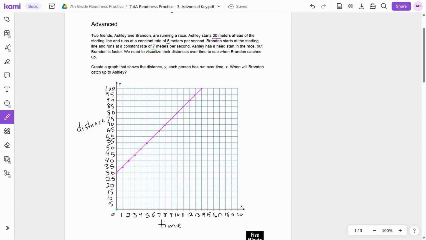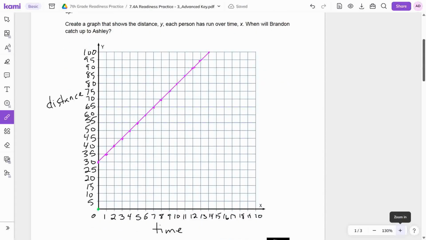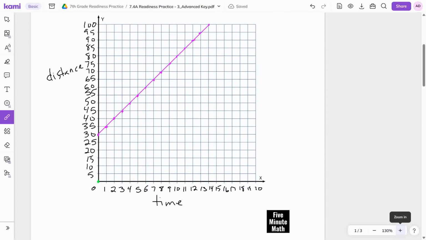When will Brandon catch up? Well, at 1 second, our distance is going to be 7. So we're going to have to estimate a little bit here, but we're skip counting by 7. So let's zoom in here so we can get a little bit more precise, right? So we're going to be at 7. So I'm going to put that right there. Next, we're going to be at 14. Next, we're going to be at 21, right? I'm just skip counting by 7s. Then I've got 28. You notice how that's a steeper slope?